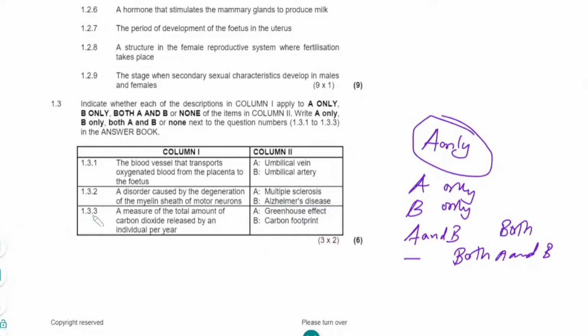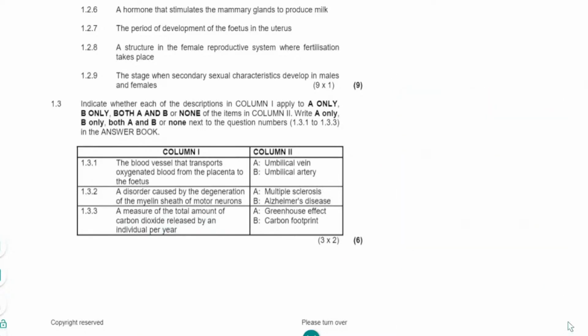Then 1.3.3, the measure of the total amount of carbon dioxide. Now, once you see this, you just know that it is human impact on the environment. So we rule that one out.